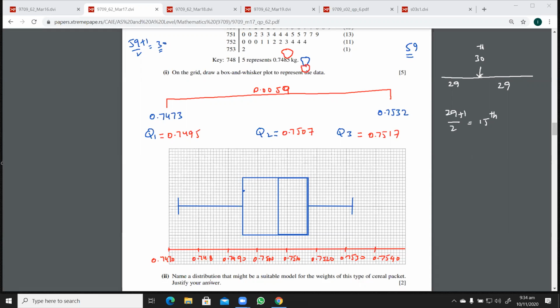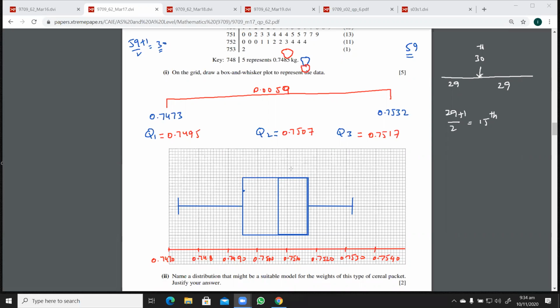It says name a distribution that might be a suitable model for the weights of this type of cereal packet. Justify your answer. If this median was exactly in the middle of this box, then you could have modeled this as a normal distribution. You will be studying the normal distribution in maybe one month's time.